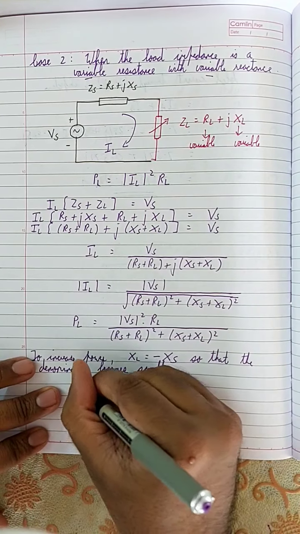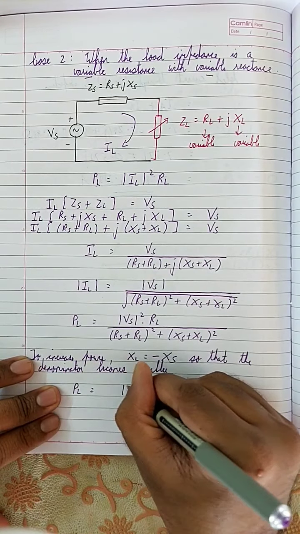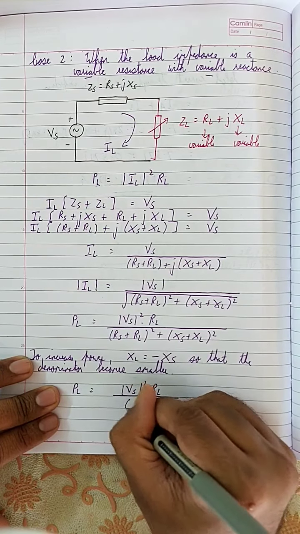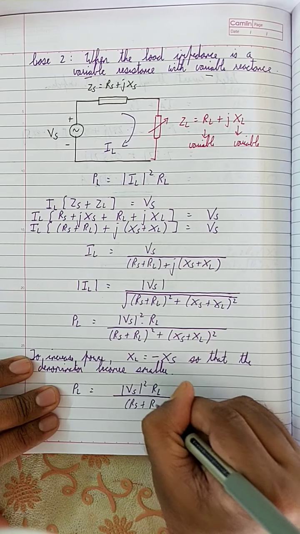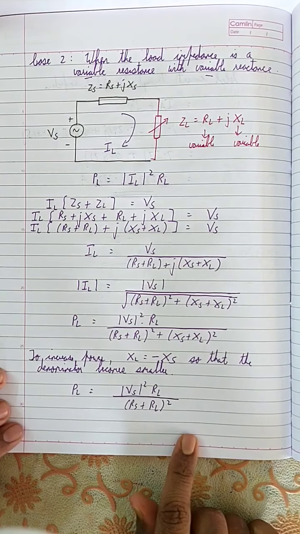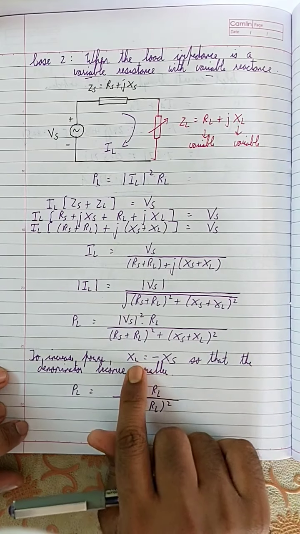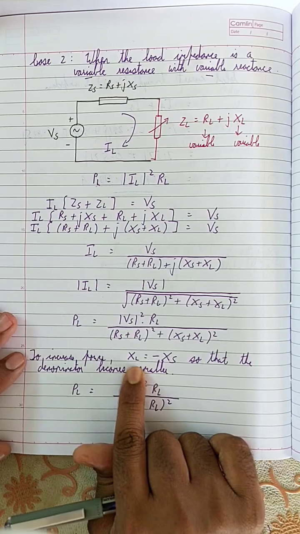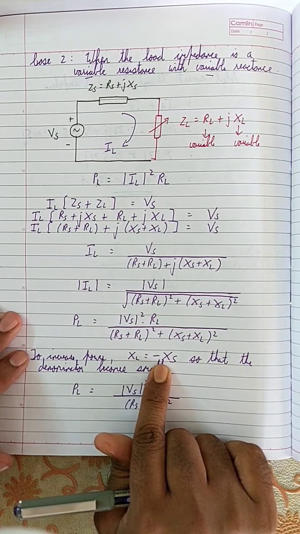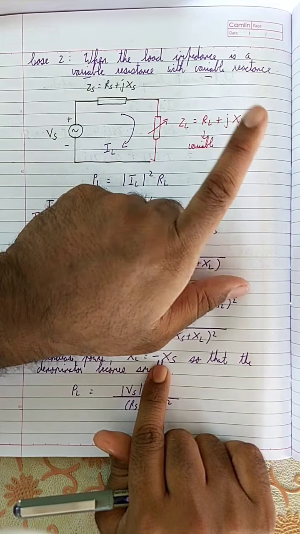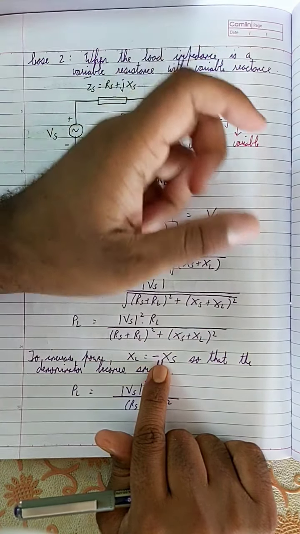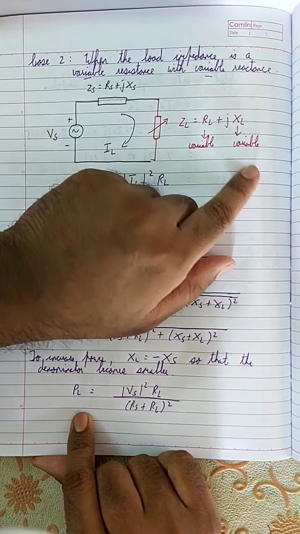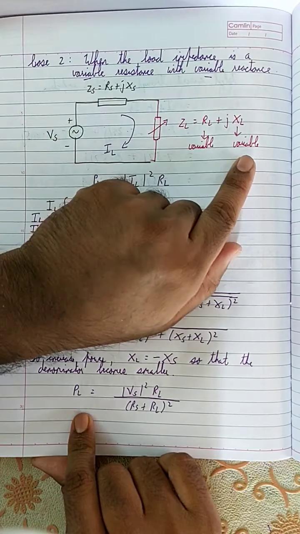So in that case, the value of PL is equal to magnitude of Vs the whole square into RL by RS plus RL the whole square. Okay. So if you're asking me, how can I do this? What is the reason that I can simply change the value of my reactance like this? It is because this is a variable. Variable means you can change the value however you like, right? You can change the value however you find convenient. You can simply change the value of your reactance because it is also a variable.